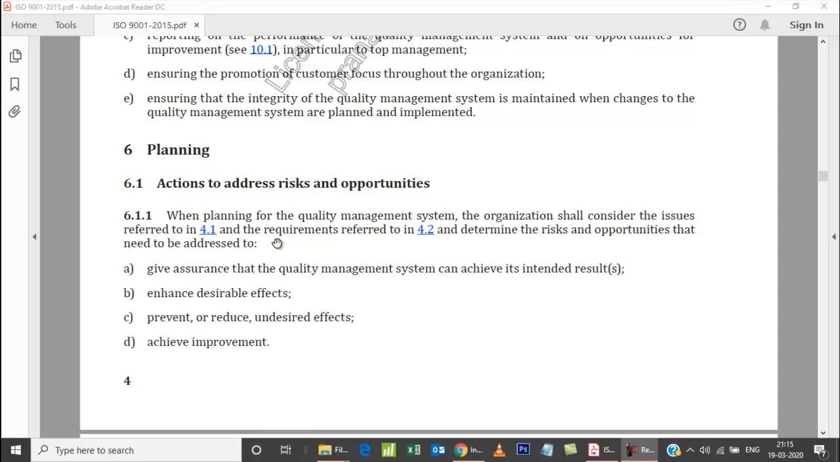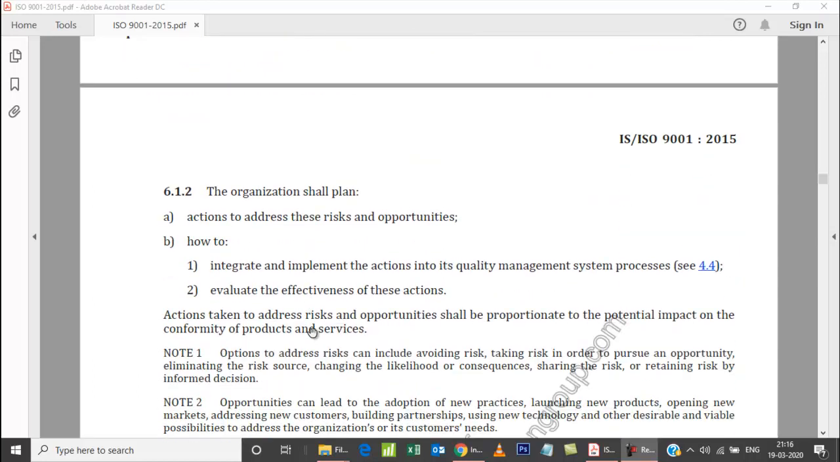In terms of the undesired effect, you may want to prevent or reduce the undesired effect, and D, work at achieving improvement in your business processes. And once you have identified the actions to address these risks and opportunities, you must look at integrating these actions into the quality management system processes.